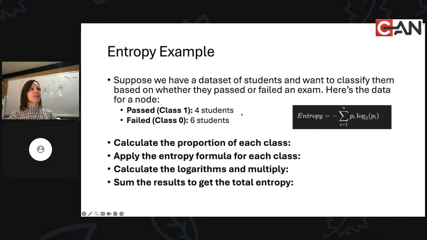So suppose we have a data set of students and we want to classify them based on whether they passed or failed an exam. So this is the same example we had earlier, where we have 4 students and 6 students. So you would calculate the proportion for each class. Remember, we said 4/10 and 6/10, and then apply this formula. And part of this formula is calculating the log base 2, and then sum the results.